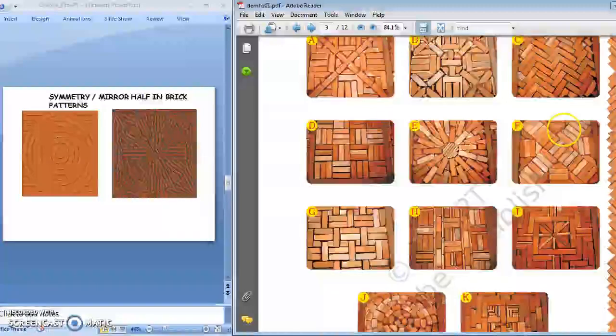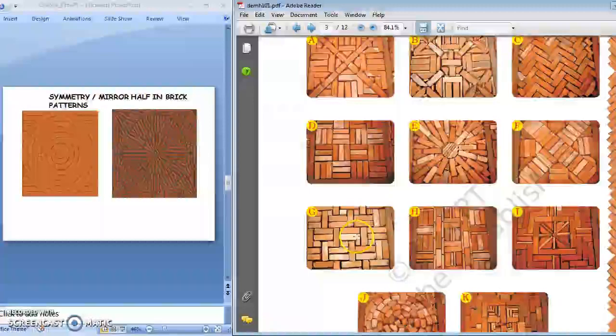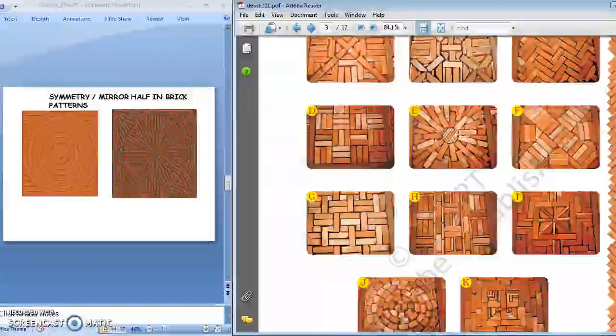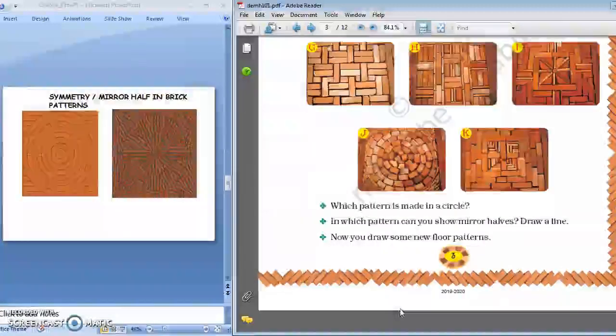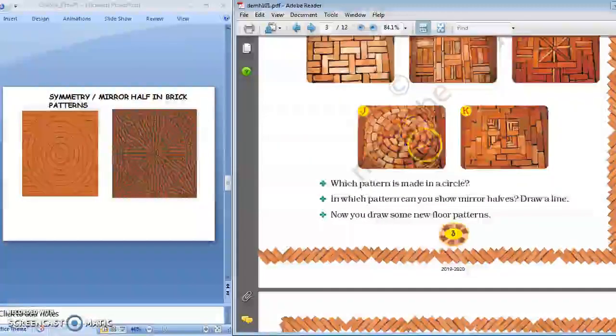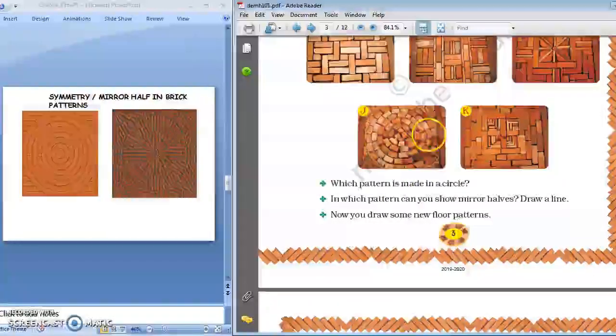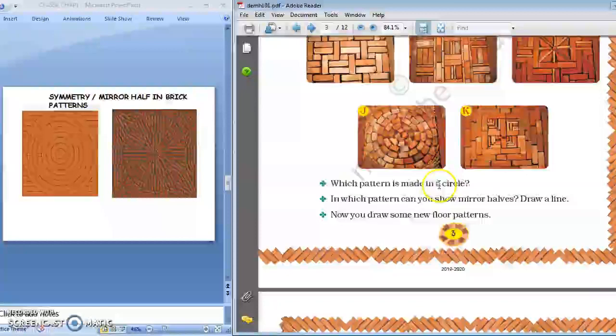F, there is a cross and a plus sign. Again, it is not a circular pattern. G, H and I, they all are not. But when we look at J, J seems to be a proper circle. So basically, J is the pattern which is made in the form of a circle.